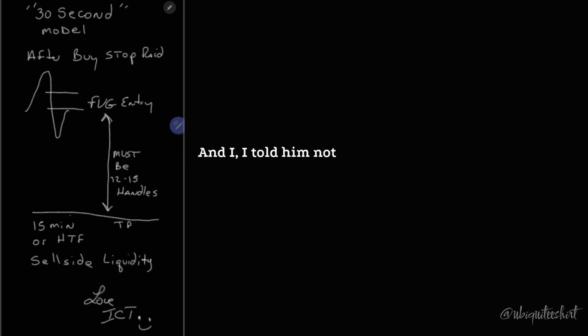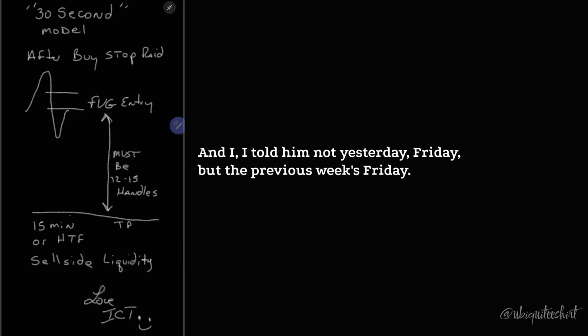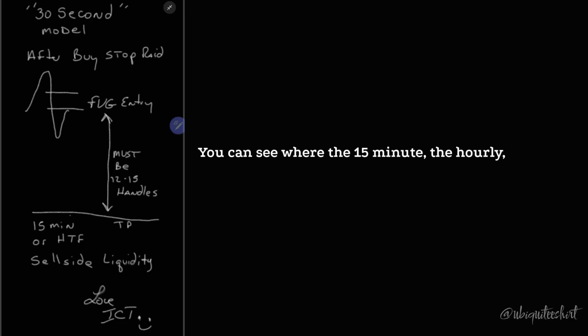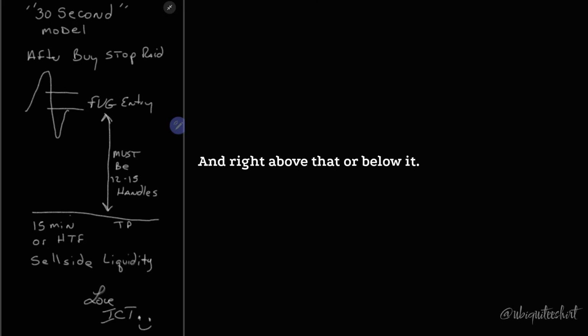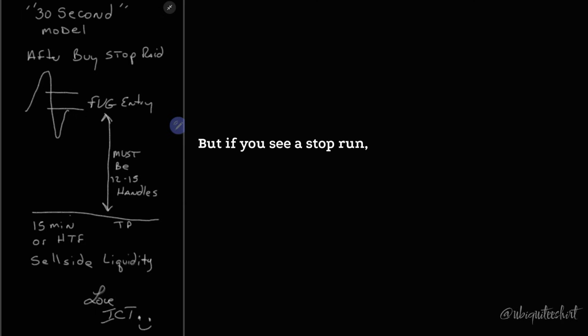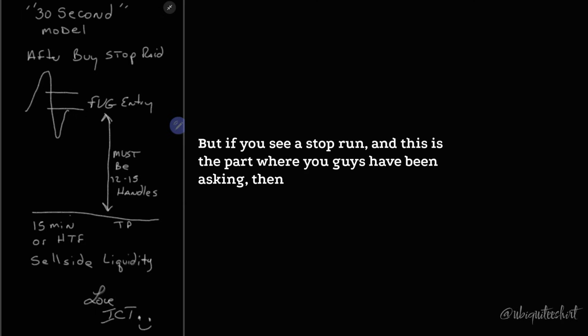And I told him, not yesterday, Friday, but the previous week's Friday, I said, listen, here's what I want you to do. You can see where the 15-minute, the hourly, the 4-hour, and daily lows and highs are. They're obvious. And right above that or below it is liquidity. You need to have an idea of which one you think the market's going to go to. But if you see a stop run, and this is the part where you guys have been asking, then you talk about it as a model.